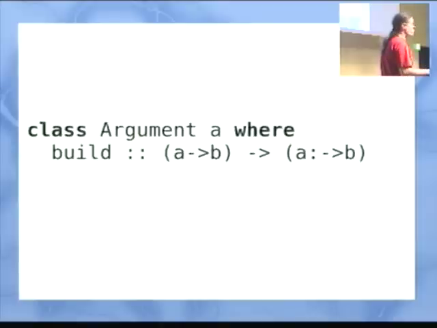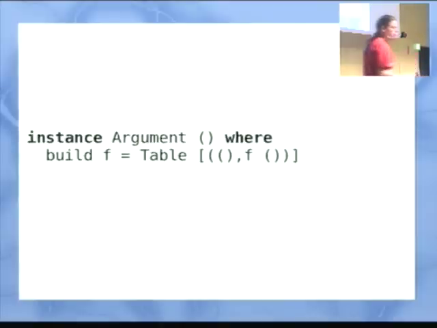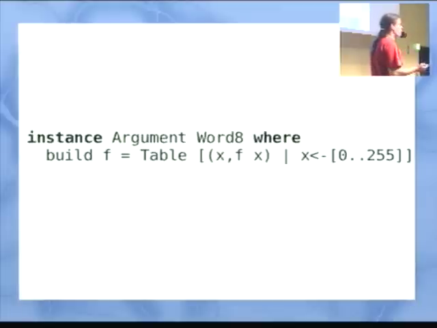And I'll show you some instances of this class. Here's a very trivial instance, the unit type. How do we turn functions from unit to something into a partial function? Well, we just use a table with one element. Easy. But we can also do larger types like Word8, which has 256 elements, then we just do this. That also works. And this is the largest type I built tables for, so I don't build larger tables than this.